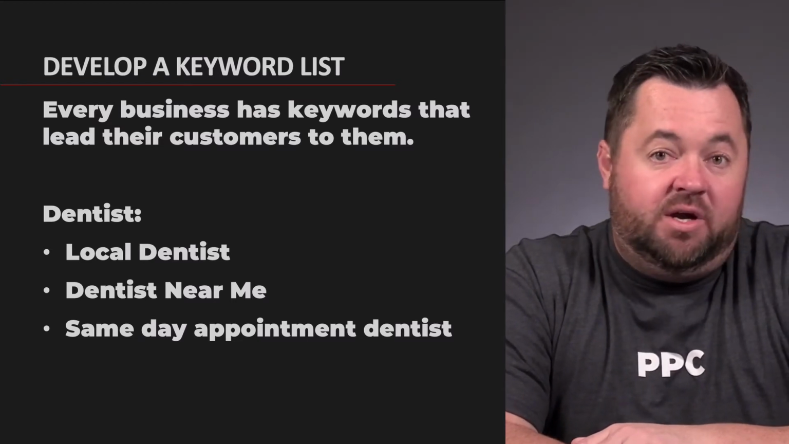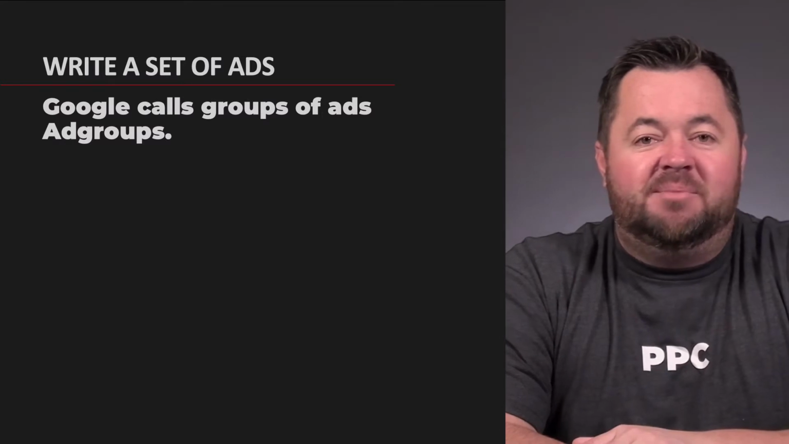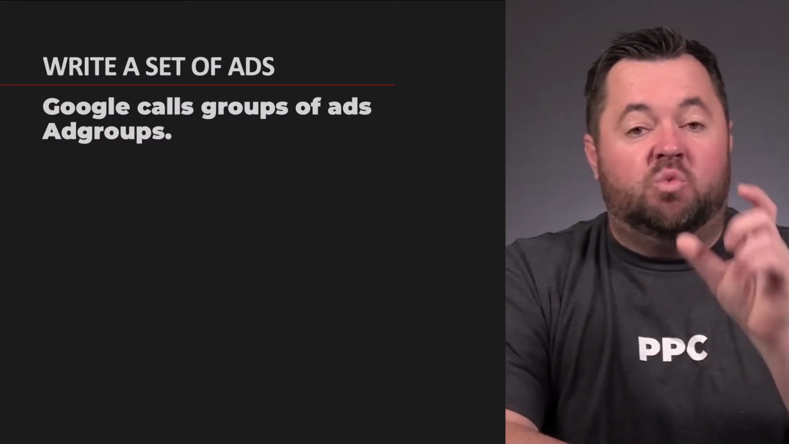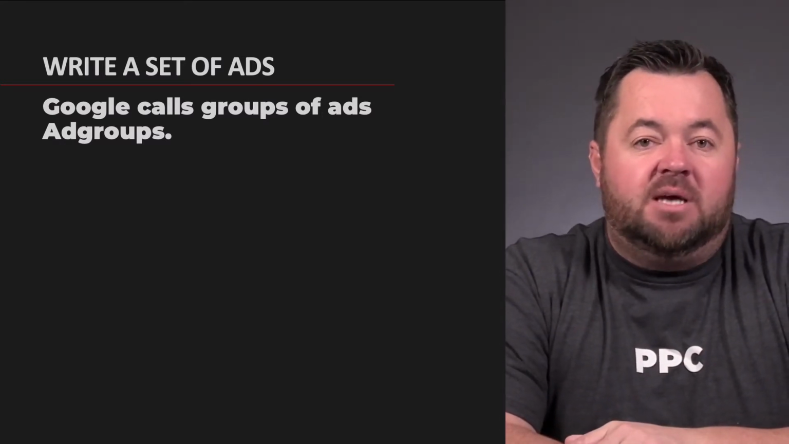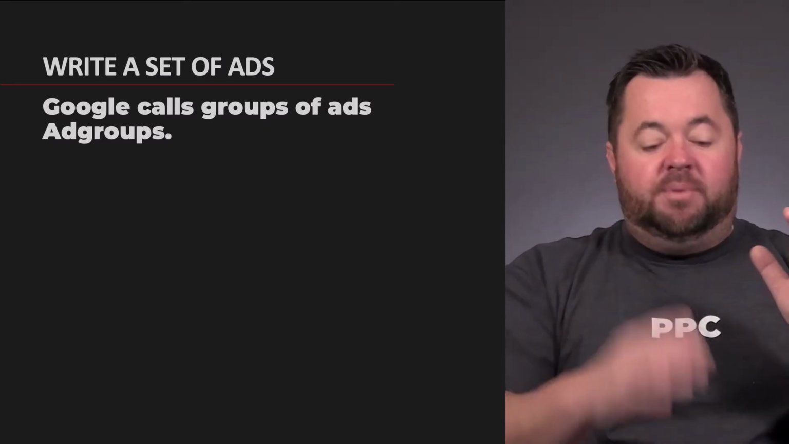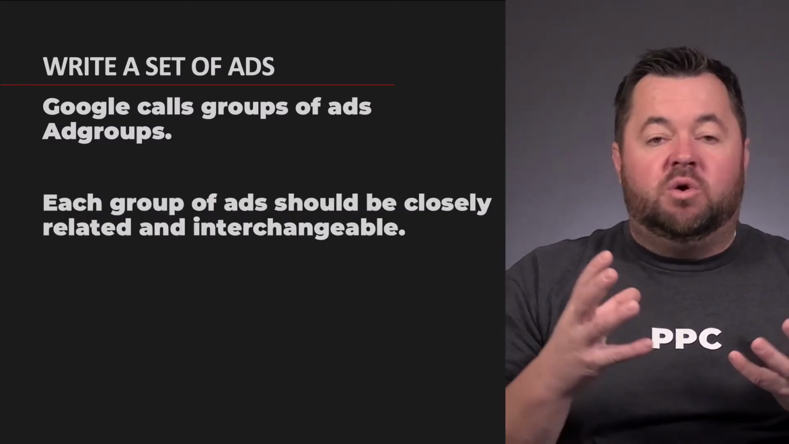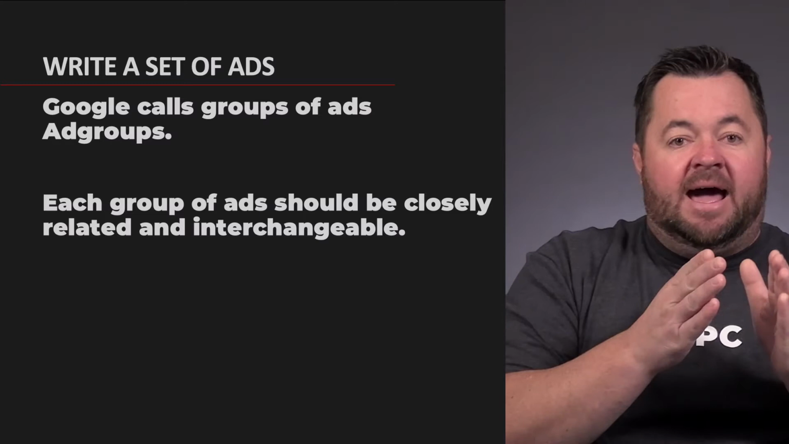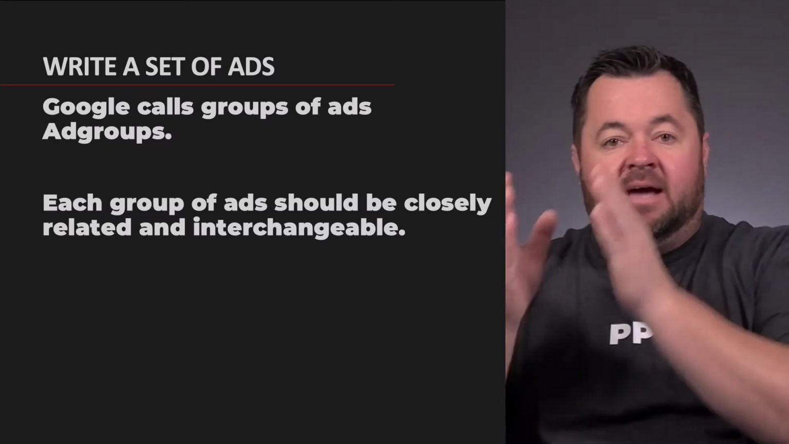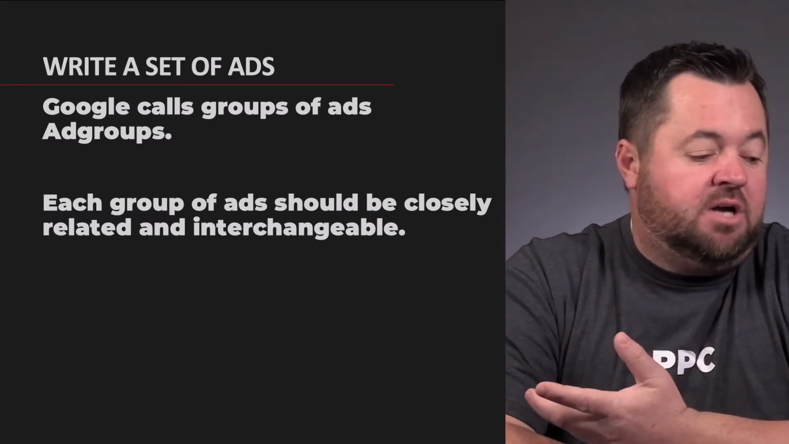So the next step that we go through once we have a list of keywords is we write ads. We write groups of ads that are related called ad groups. I know that seems pretty simple. Groups of ads are called ad groups, but this word ad group is something that pops up in Google Ads over and over. And so an ad group is a group of ads that is going to be closely interchangeable. It's going to be, I write this ad and it could show this ad or this ad or this ad, and it really doesn't matter. They all pretty much talk about the same topic.